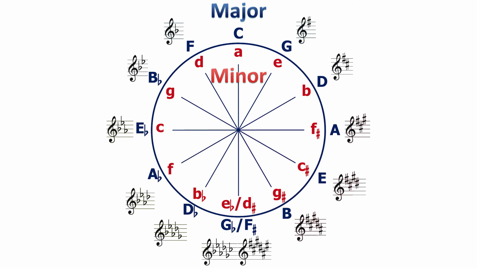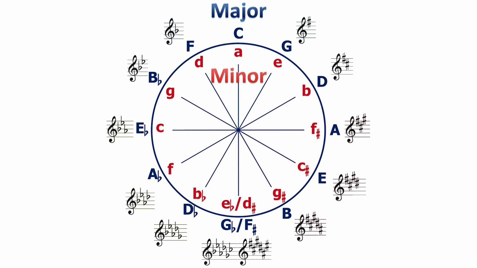Next in line is B major, which gets five sharps on F, C, G, D, and A, making the B major scale B, C sharp, D sharp, E, F sharp, G sharp, A sharp. And finally we get to F sharp major, having six sharps on F, C, G, D, A, and E, making the F sharp major scale F sharp, G sharp, A sharp, B, C sharp, D sharp, and E sharp.